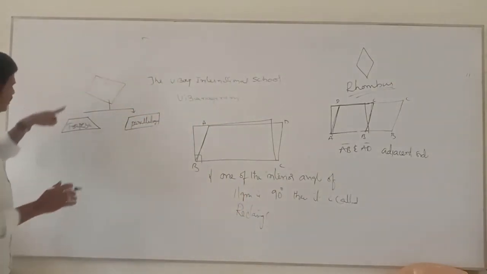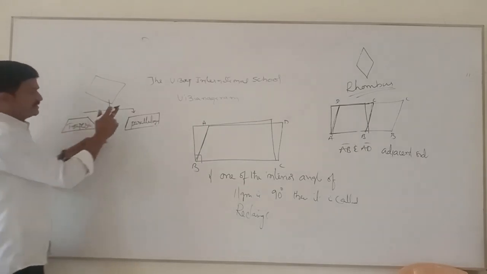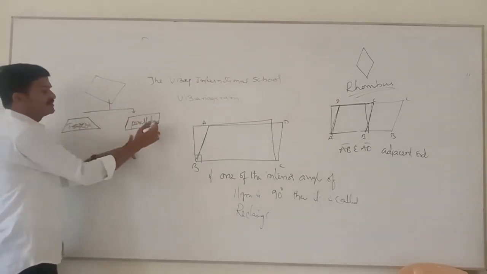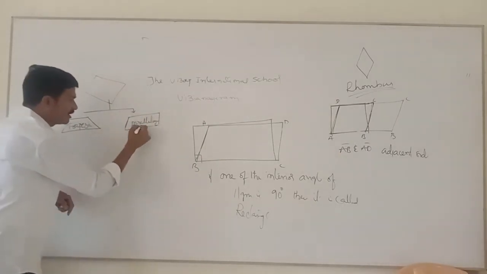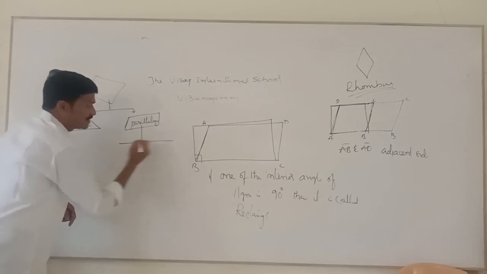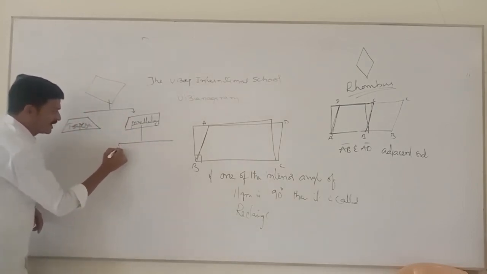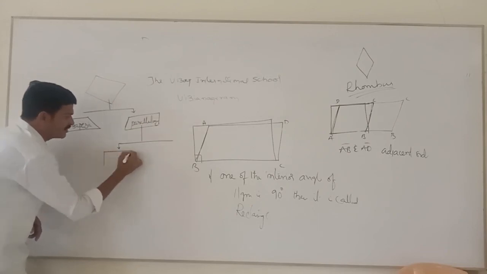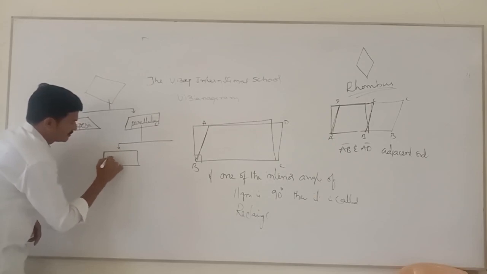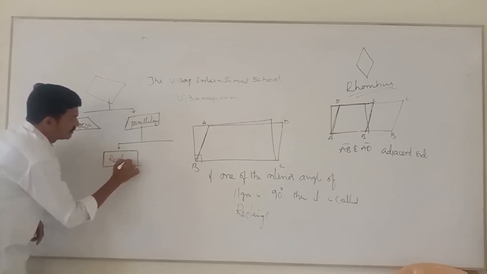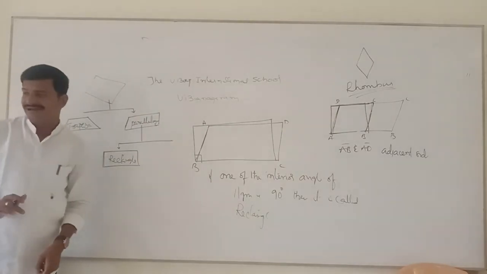Okay. What is the first one? Quadrilateral. In that quadrilateral, if one pair of opposite sides is parallel, then it is called a trapezium. If both pairs of opposite sides are parallel, then it is called a parallelogram. In this parallelogram, we got two shapes. If one angle is a right angle, then we got a rectangle. In a parallelogram, if one of the angles is a right angle, then it is called a rectangle.